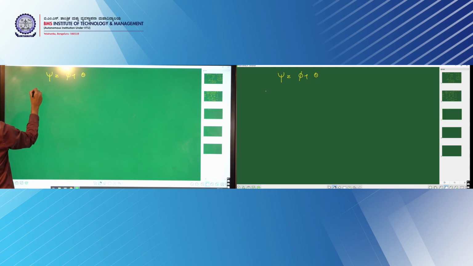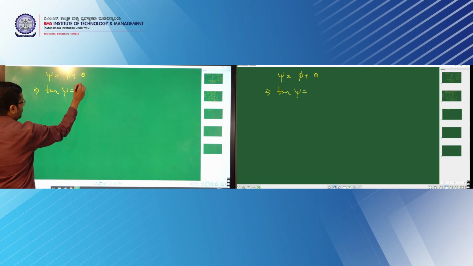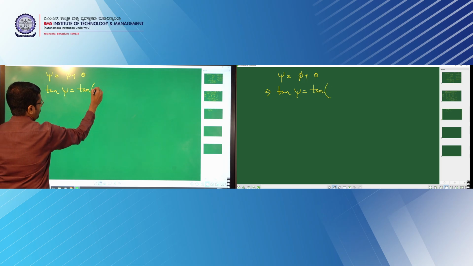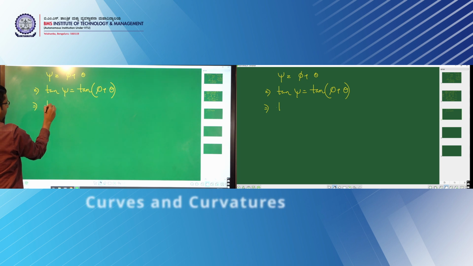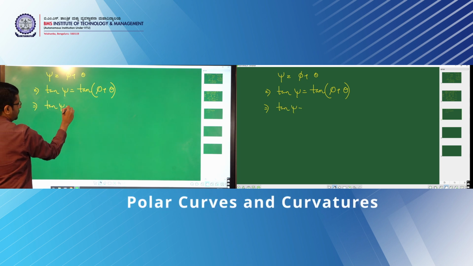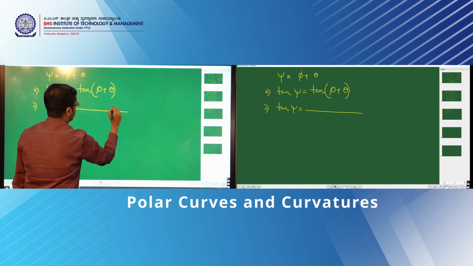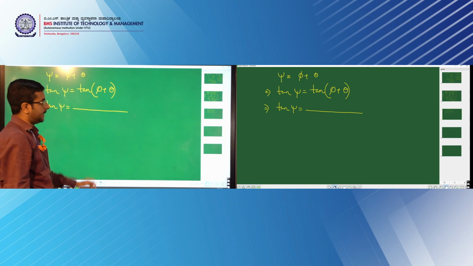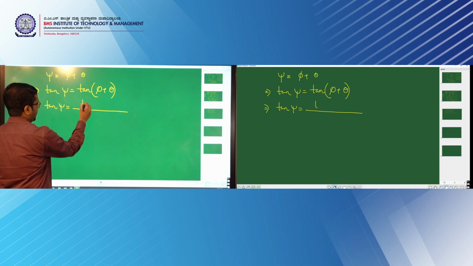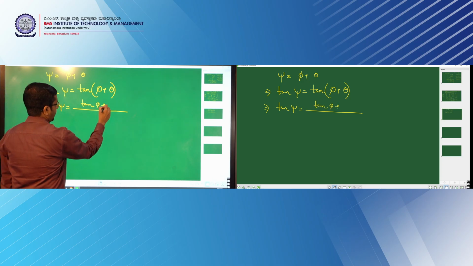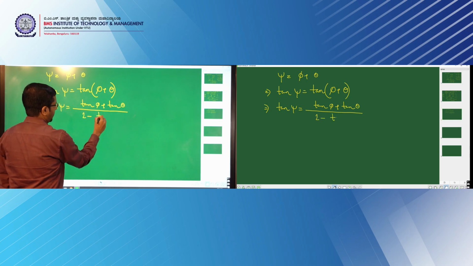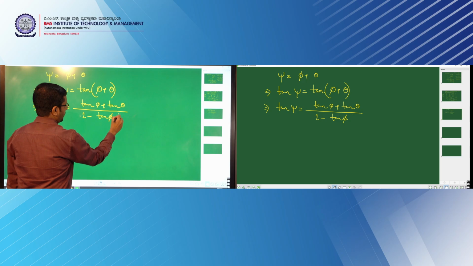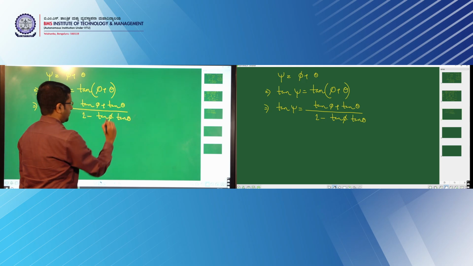Now taking tan on both sides, suppose I take tan of psi is equal to tan of phi plus theta. So what will I get if I write tan of psi? On the right hand side, you see we are getting the formula for tan of a plus b. The tan a plus b formula is tan a plus tan b divided by 1 minus tan a into tan b. This formula you have also studied before at your plus 2 level.